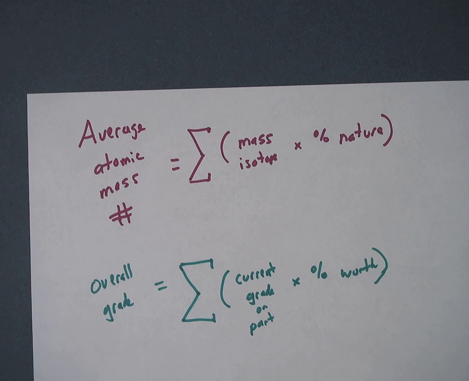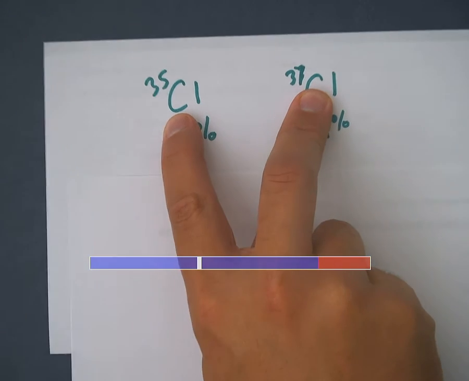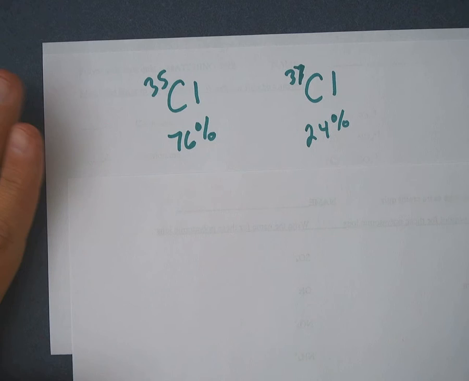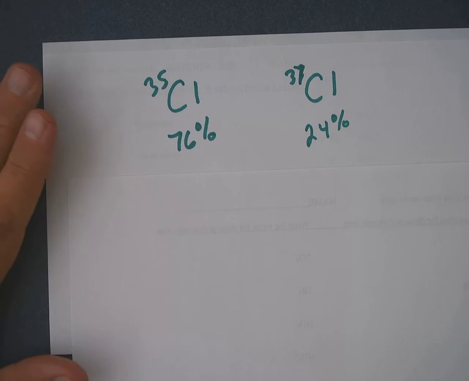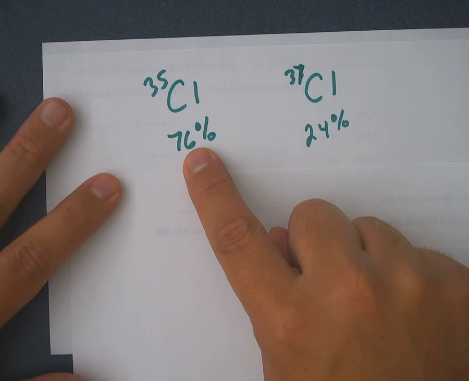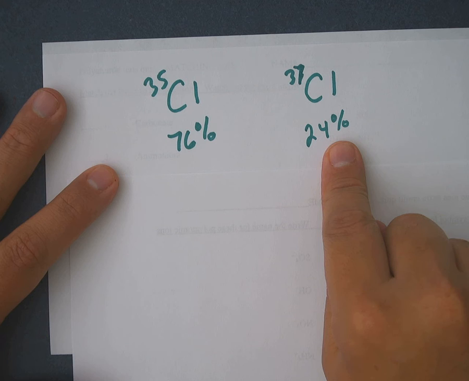So for the first example, let's talk about chlorine, okay? So chlorine is around in 2 isotopes. One chlorine isotope weighs 35 AMUs. The second chlorine comes around in 37. That's the only ones nature finds. And I found that chlorine-35 is around 76% of the time, and chlorine-37 is around 24% of the time.